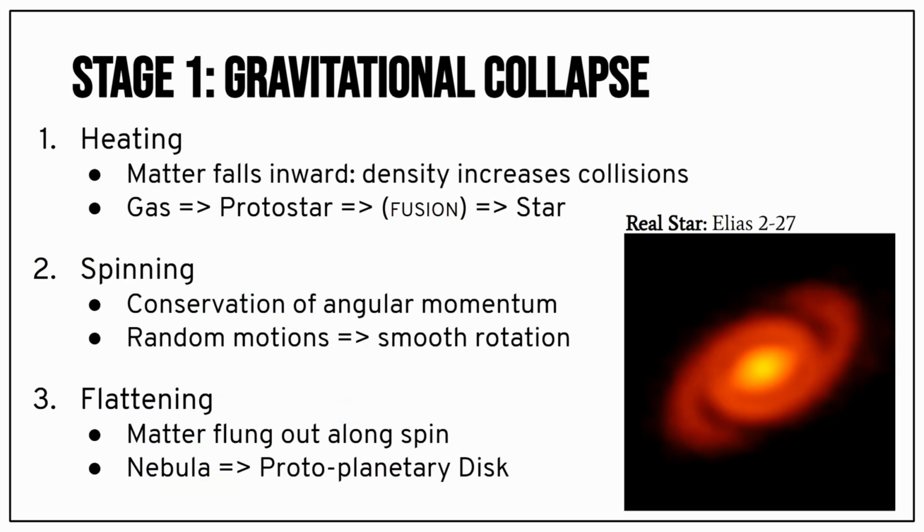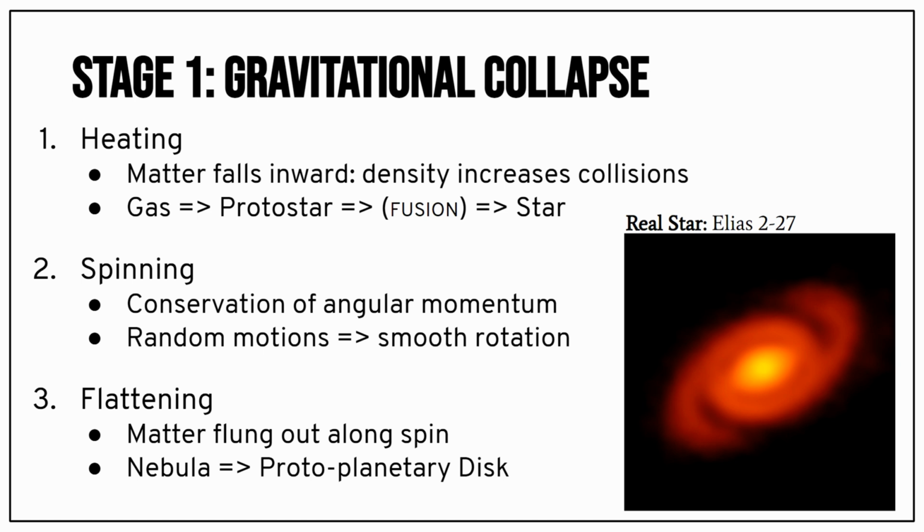So stage 1 is gravitational collapse. Basically what's happening is your star is starting to form. So all of that stuff we did on life cycle of a star, it's happening during this gravitational collapse phase. Everything's starting to get pulled inward. You have some heavy gravity happening.